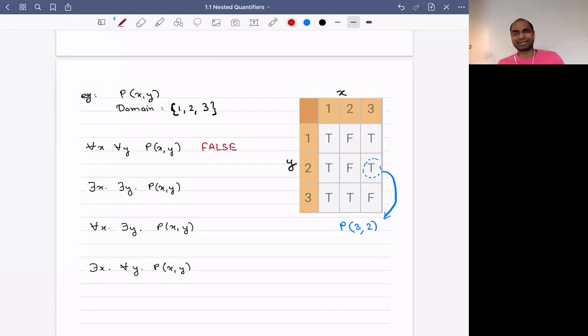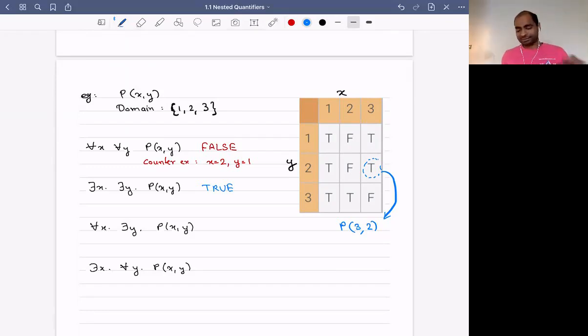Now the second one is asking, does there exist at least one x and y such that pxy is true? And yeah, there are many of them such that pxy is true. Oh, by the way, the first one, you can say the counter example is, let's say x is equal to 2 and y is equal to 1. All right, now does there exist one x and y? Yeah, true. There are many x and y, including 1. Okay, now the third one.